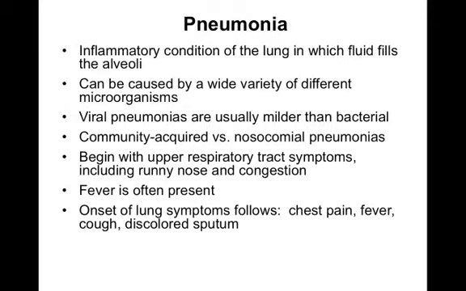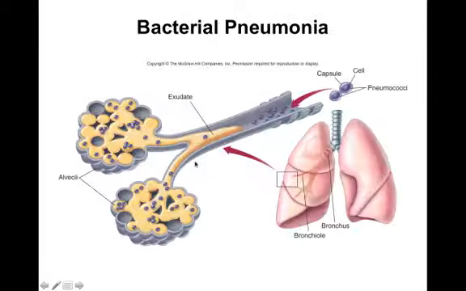And they begin with upper respiratory tract symptoms, including runny nose and congestion, followed by fever, and then you get an onset of lung symptoms, so chest pain, fever, cough, and discolored sputum.